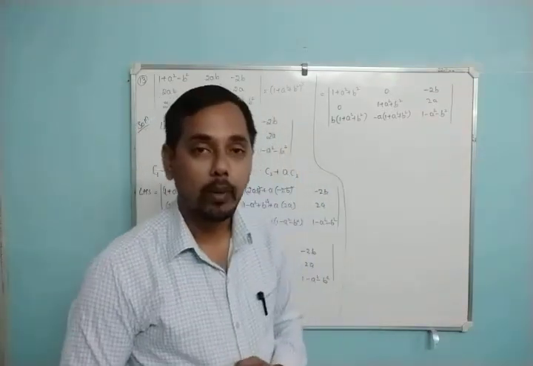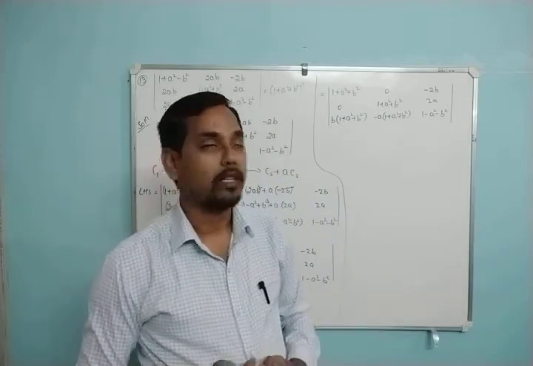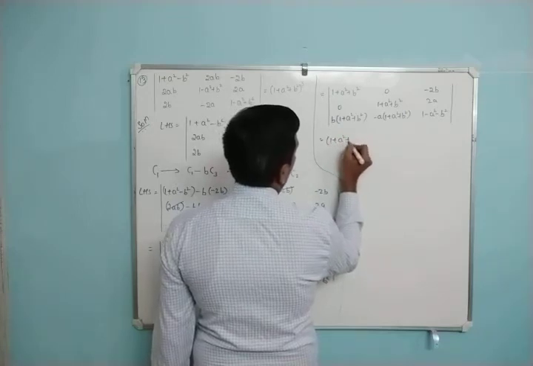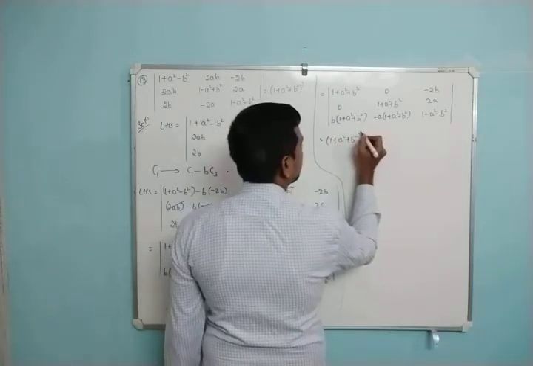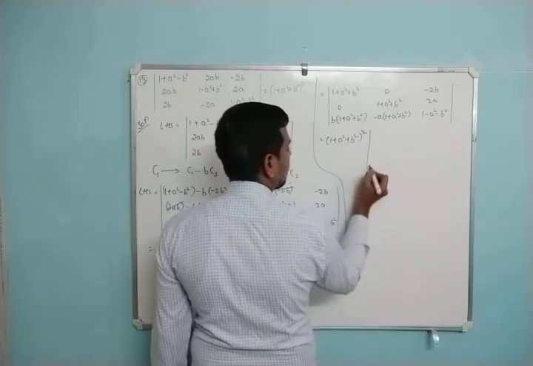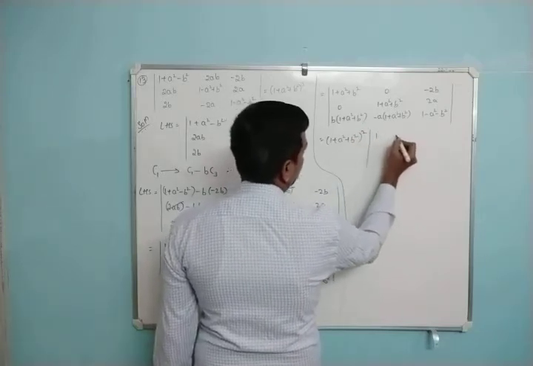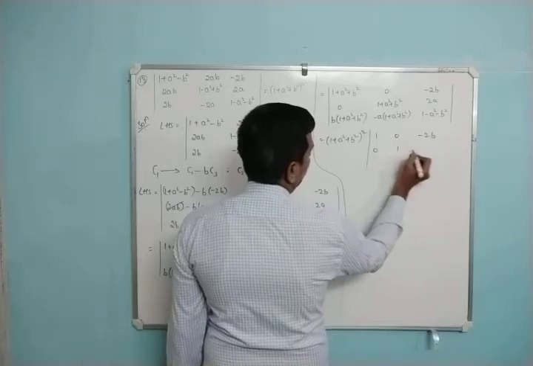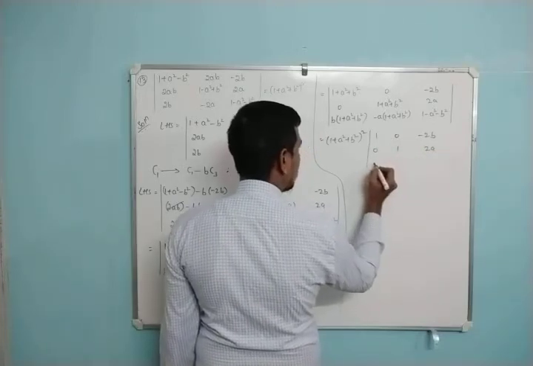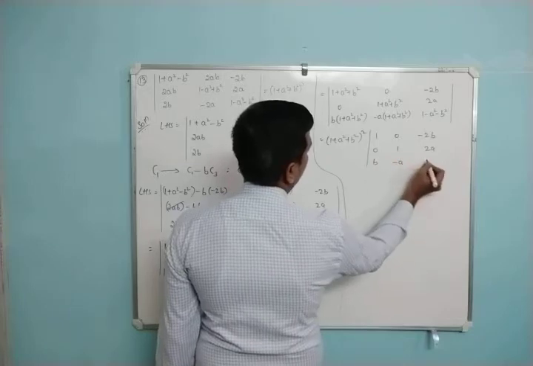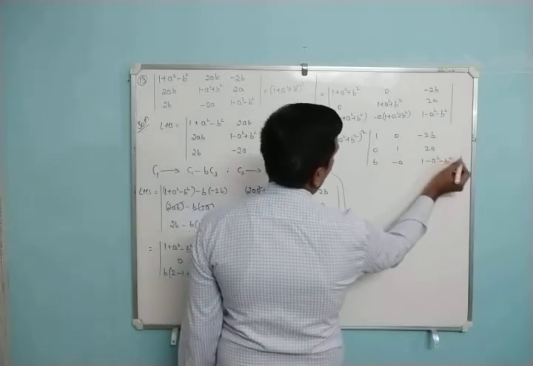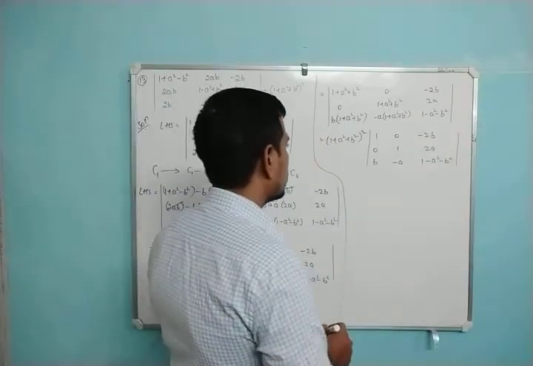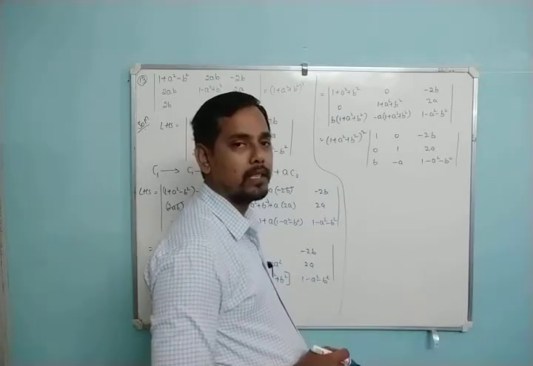So in first column I can take 1 plus a square plus b square common, as well in second column also I can take 1 plus a square plus b square as common. So if I take them as common, what happens? 1 plus a square plus b square from first column and from second column, so it will be square. So what remains here? 1, 0, minus 2b, 0, 1, 2a, and this will be b minus a, 1 minus a square minus b square. Okay, so this will be the value. So now if you simplify this, you are going to get the answer, right?